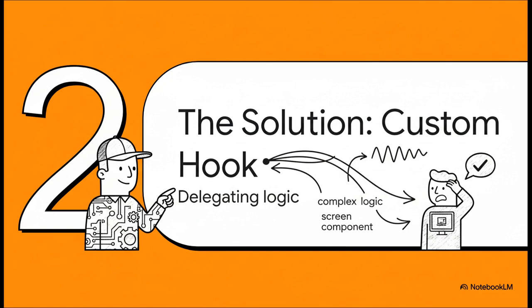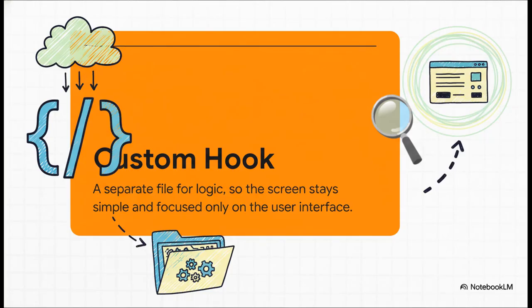You can think of it like hiring a specialist. Instead of your screen trying to be a jack of all trades, you delegate all that complicated logic to an expert whose only job is to handle the data. And at its core, a custom hook is actually really simple. It's not some crazy mystical thing. It's literally just a JavaScript function. The only real rule is that its name starts with the word use and you stick it in its own file. Its entire purpose in life is to wrap up all that messy logic so your screen component can get back to doing what it does best: focusing on the UI.